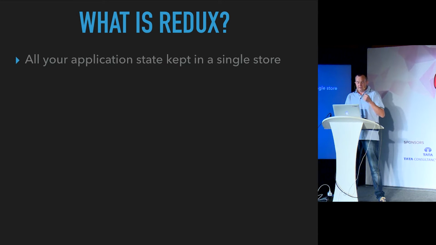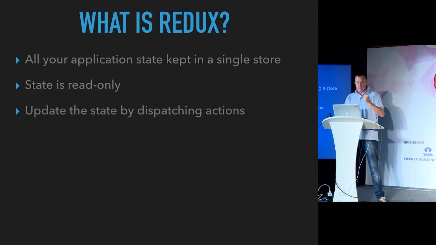So all of your application state is kept in a single store. The original Flux concept had multiple stores, but Redux just has the one store. The state is read-only. You can't tinker with it. The way that you can update the state is by dispatching actions through the dispatcher. And actions are just plain JavaScript objects. They're not functions. They're just an object with a type and some data. This turns out to be extremely important.